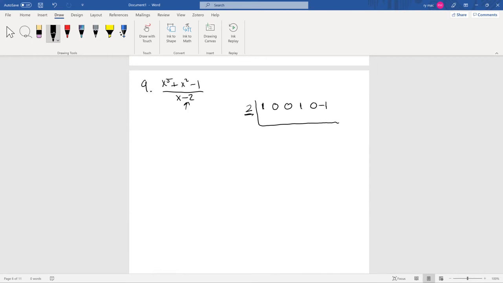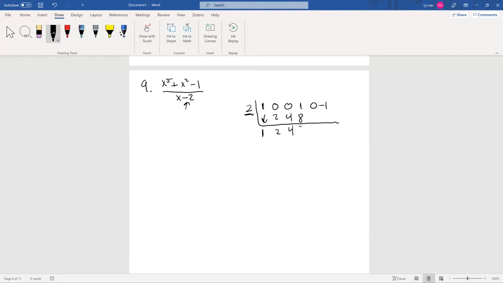All right, you bring down the first. So I'm going to put an arrow down to bring my -1 down. Then you just chug along. 2 times 1, that is 2. 0 plus 2 is 2. 2 plus 2 is 4. Or 2 times 2 is 4. 0 plus 4 is 4. 2 times 4 is 8. So I put the 8 here.